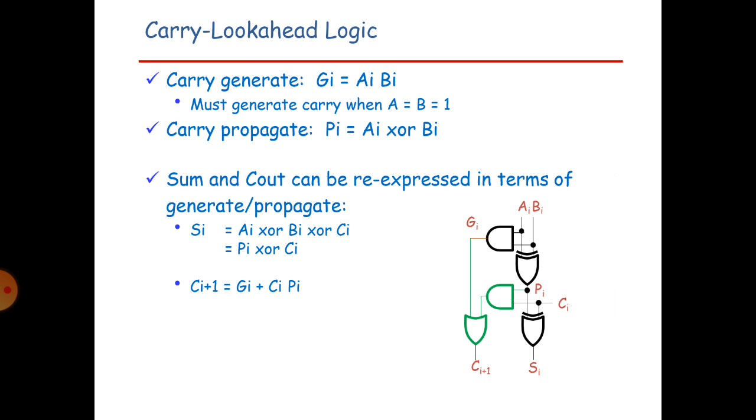Carry look-ahead logic. Carry generate Gi equals Ai Bi, so it must generate a carry when A equals B equals 1. Carry propagate Pi equals Ai XOR Bi. Sum equals Ai XOR Bi XOR Ci, otherwise Pi XOR Ci.